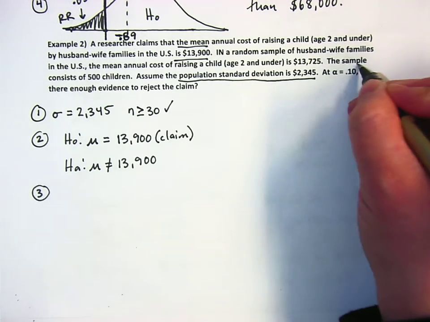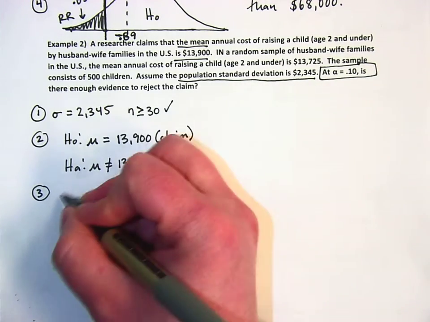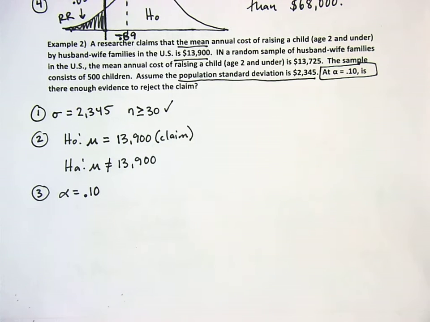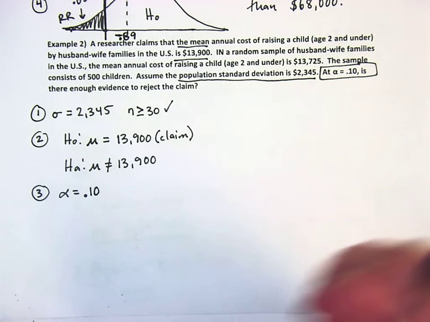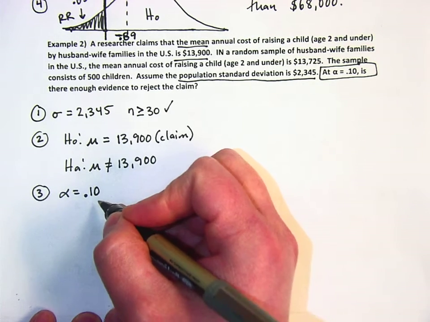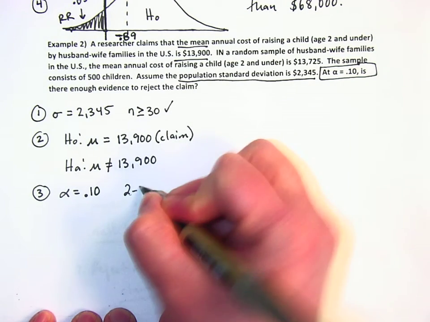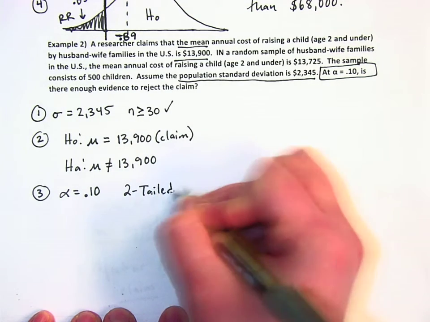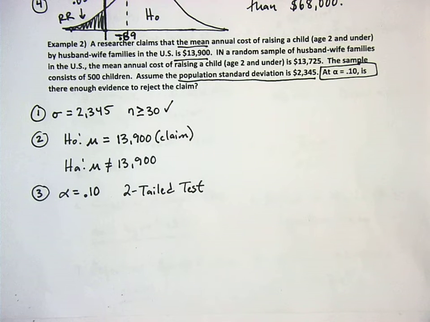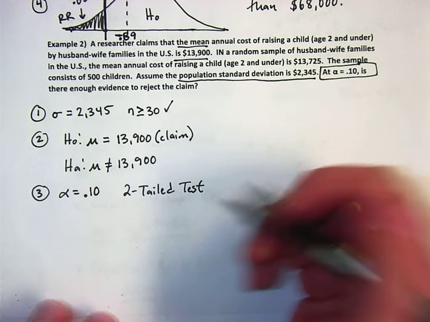Step 3, it says that the alpha, we're willing to make a 10% mistake here, is 10%. Is there enough evidence to reject the claim? Okay, so we know that alpha is 0.1. We also know this is going to be a two-tailed test if you look at your notes from yesterday, because anything that has an equals to it is a two-tailed test.